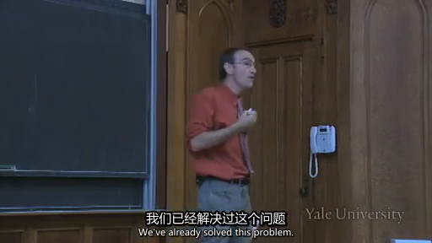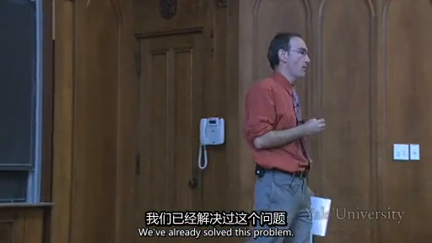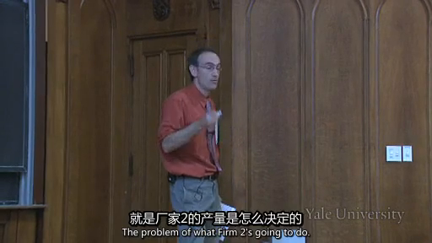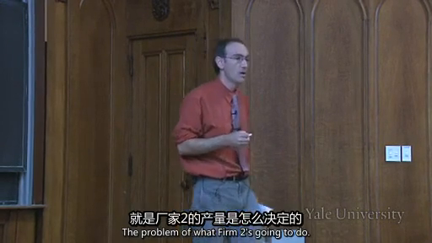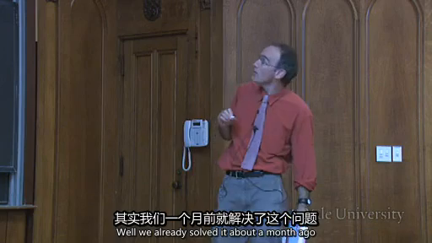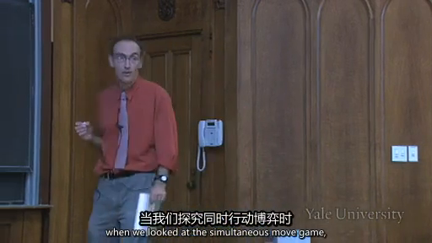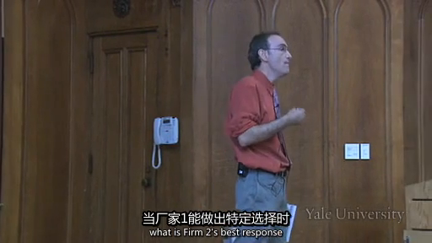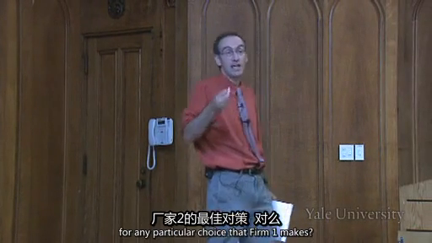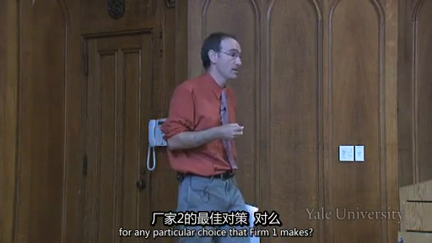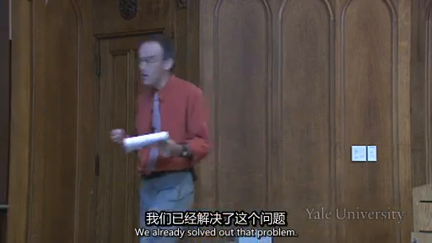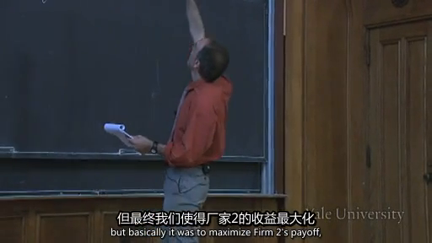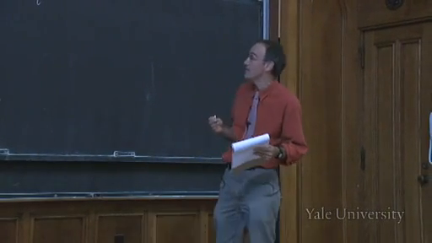So I claim we already know this. We've already solved this problem. When did we solve it? Anyone know? The problem of what firm 2 is going to do? Well, we already solved it about a month ago when we looked at the simultaneous move game. Because what we worked out then was firm 2's best response for any particular choice that firm 1 makes. It took us a while to solve, but basically it was to maximize firm 2's payoff, taking as given firm 1.